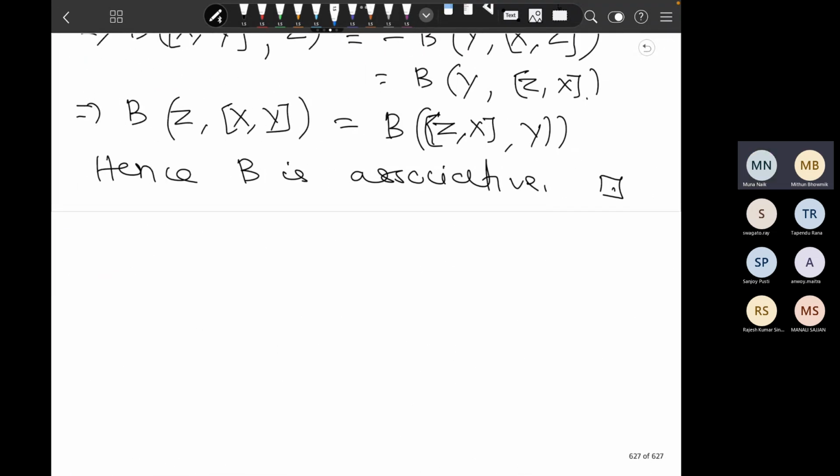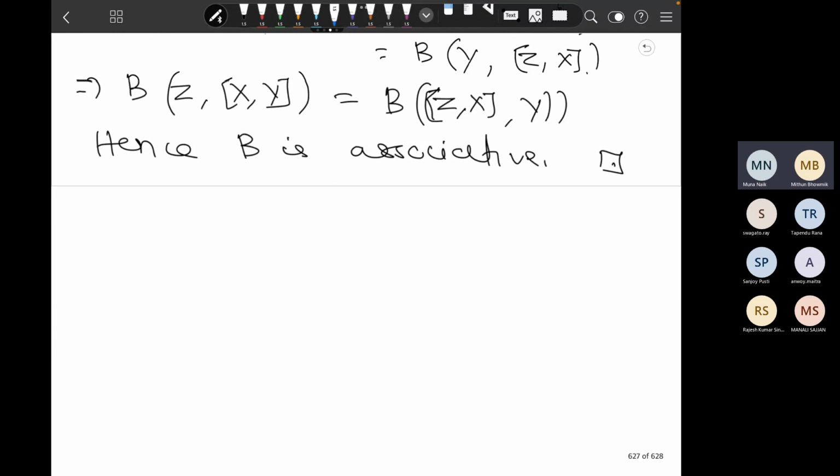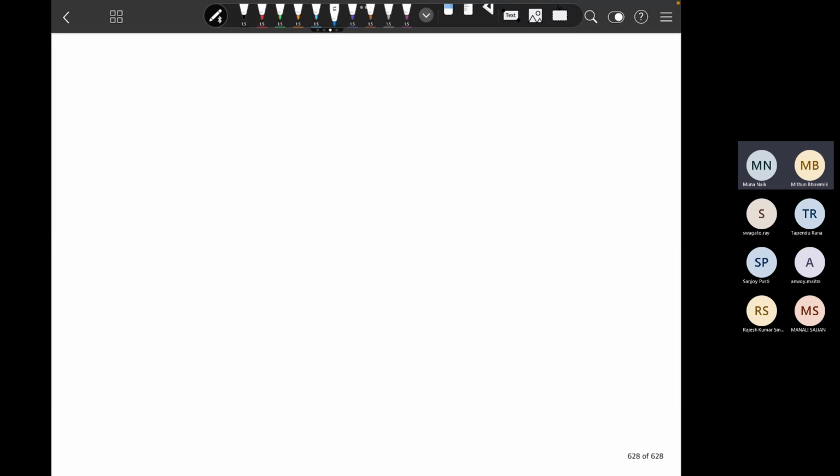Now I have 15 minutes. I will prove one proposition, then we will finish everything. This is a very important proposition, because tomorrow in the next lecture you will see where it is used. So the proposition.